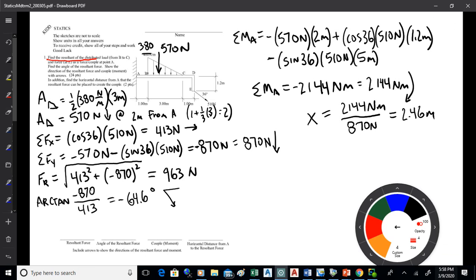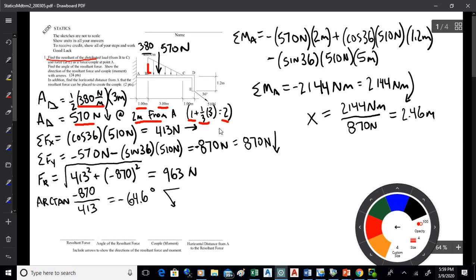So what we want to do is find the area of the distributed load. It's a triangle, so 1/2 times the height of 380 times the base of 3 meters gets you 570 newtons. Now that's 2 meters from A, because you've got 1 meter to get to the right angle of the triangle right there, and then the base of the triangle is 3, so it's 1 plus 1/3 of 3, it's 2. So it's at 2 meters from A. That's where the 570 newtons acts.